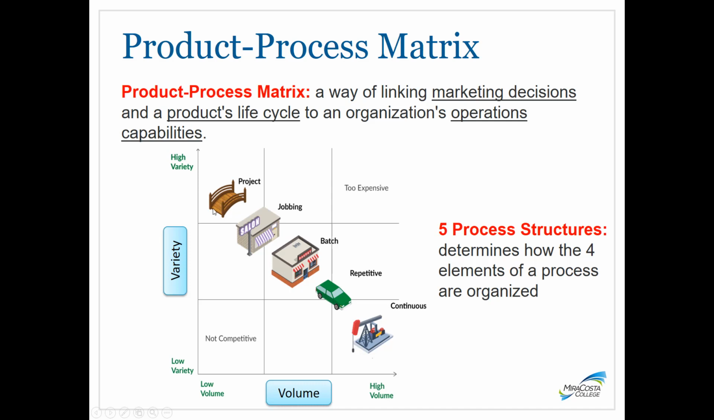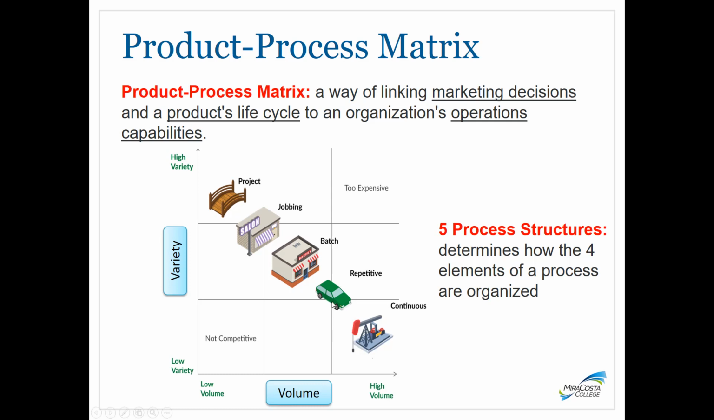Looking at the project process here, where it's high variety and low volume, these are things like custom homes or bridges. Job shop process, or jobbing, has medium to low volume and medium to high variety. Think beauty shops or auto repair. With batch process, we're right in the middle, medium volume, medium variety. These are bakeries and production of auto parts.